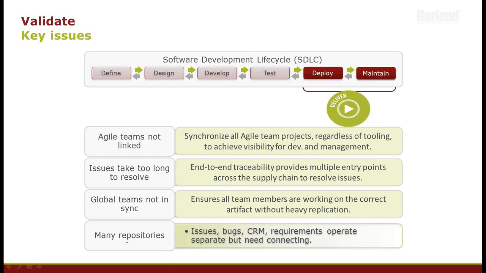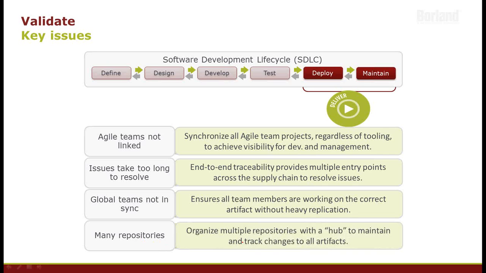And many repositories, I spoke about single point of truth, single source of truth. Yes, we believe in a single source of truth, but having many single sources of truth is not a single source of truth, right? So having issues in one repository, bugs in another repository, requirements in another repository, no, that's not how it has to be. Organize multiple repositories with a hub to maintain and track changes to all artifacts. You have to have it under one warehouse. All artifacts have to be sitting under one warehouse.